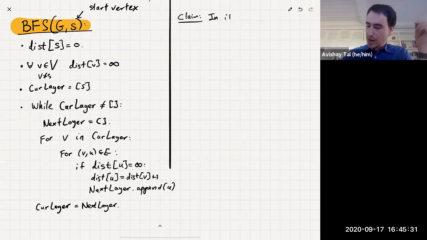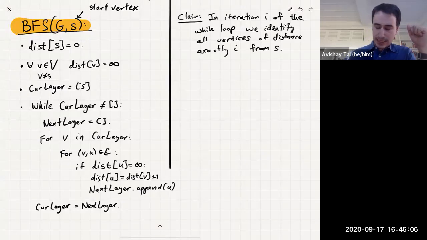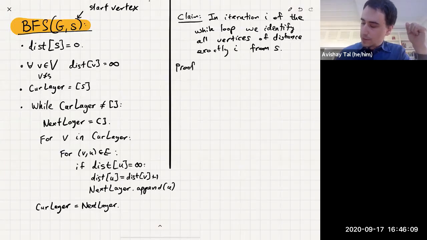In iteration I of the while loop, we identify all vertices of distance exactly I from S. Okay, so that's the claim. And the way you prove it is by induction on I.